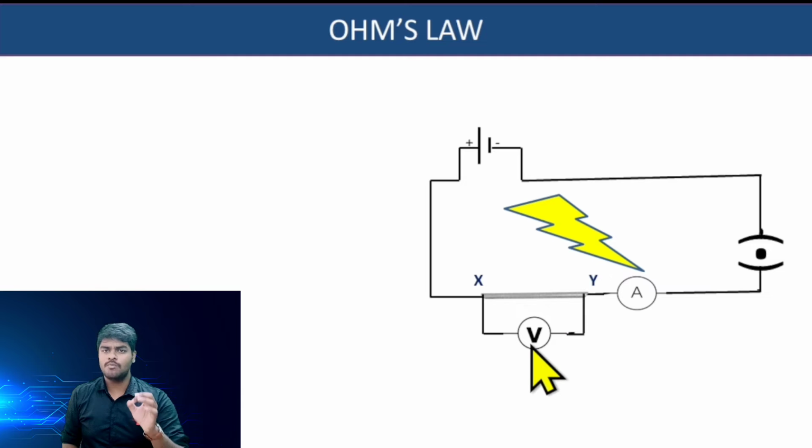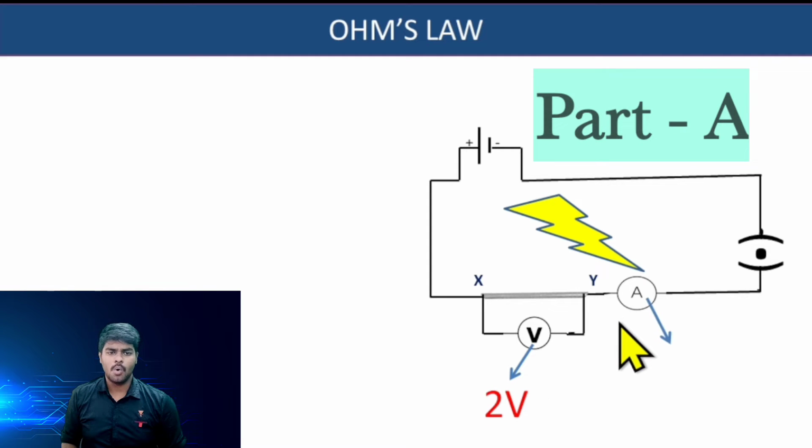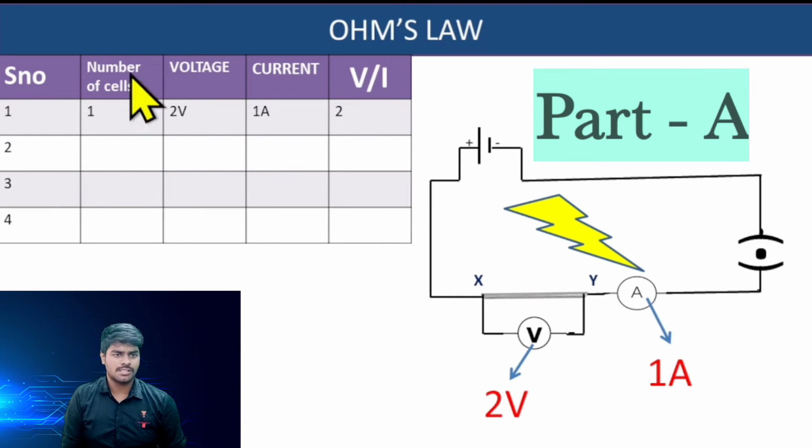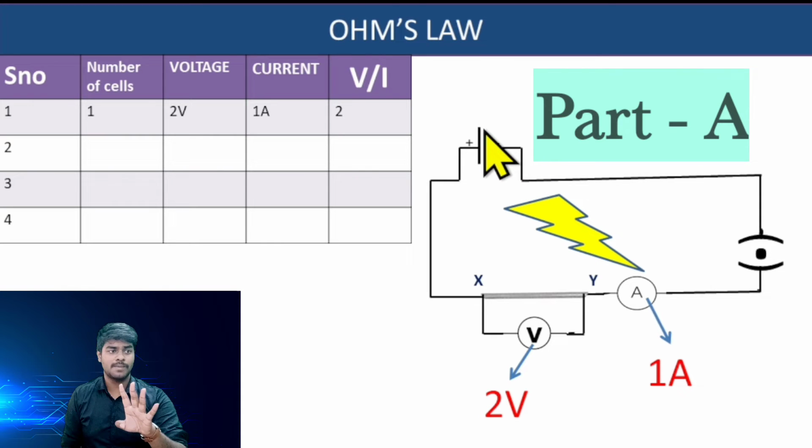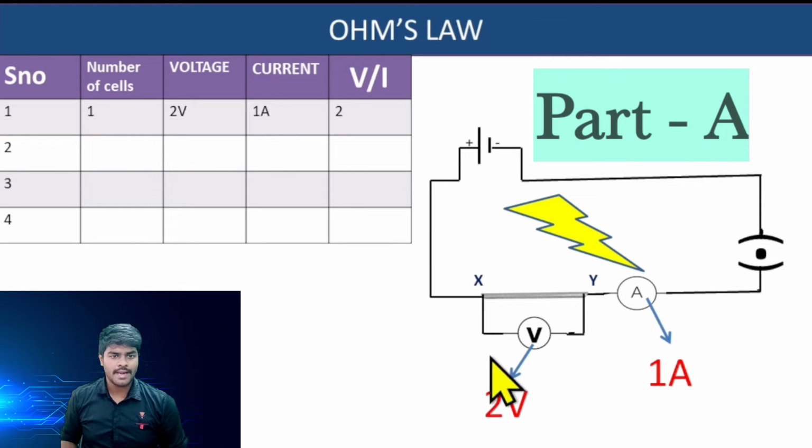Now I want to measure the voltage and current with the help of the voltmeter and ammeter. The voltmeter reading is 2 volt, the ammeter reading is 1 ampere. Just insert the values in this table. We have 4 parts in this experiment: part A, part B, part C, part D. In part A, we have only one cell. The voltage is 2 volt, the current is 1 ampere, and we have to find the ratio of V by I.